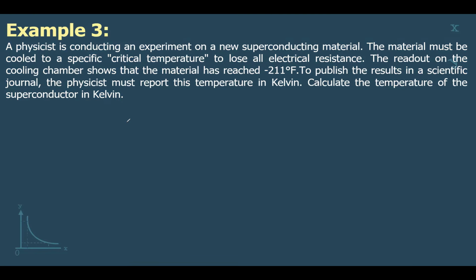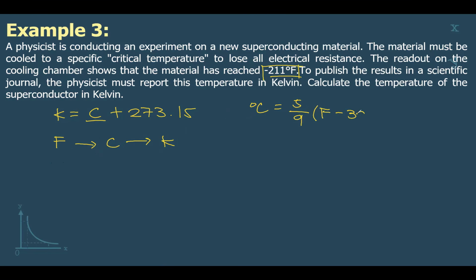So our goal is to calculate the temperature of the superconductor in Kelvin. We know that the formula for the Kelvin is C plus 273.15. So here po in this formula, ang kailangan natin is Celsius. But in the problem, naka-Fahrenheit pa siya. So meaning to say po, yung step natin is first, convert the Fahrenheit to Celsius. And from Celsius, you convert it to Kelvin. Okay, so we know that the formula for the Celsius is degree Celsius is equal to 5 over 9 multiplied by the F minus 32.